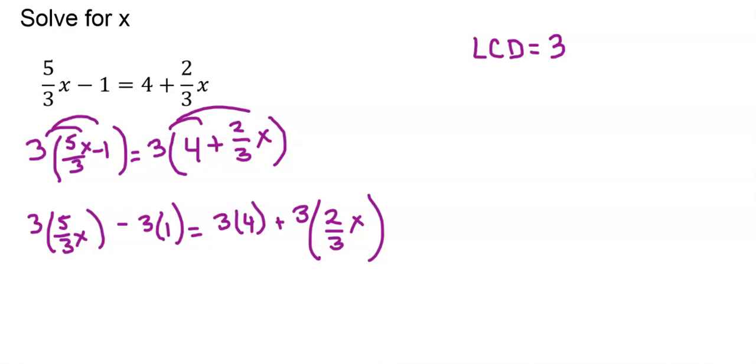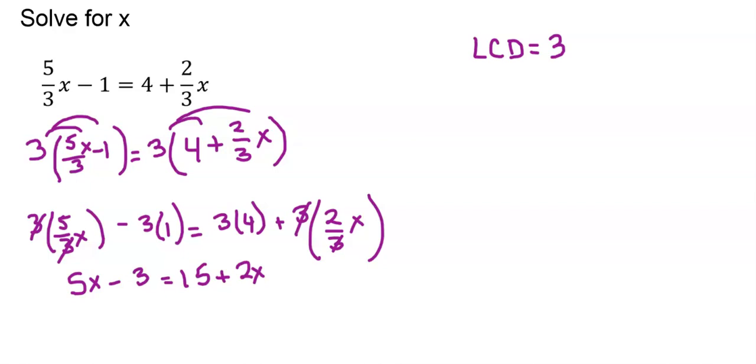Now for every single fraction, or every single term, we can simplify the fractions. In this first term, we've got 3 times 5/3, so these 3's would cancel, and that would leave us with 5x. Second term, minus 3 times 1, that's minus 3. On the right side, 3 times 4 is 12. And then in the last term, the 3's would cancel, and that would leave us with 2x. So just like that, the fractions are gone.